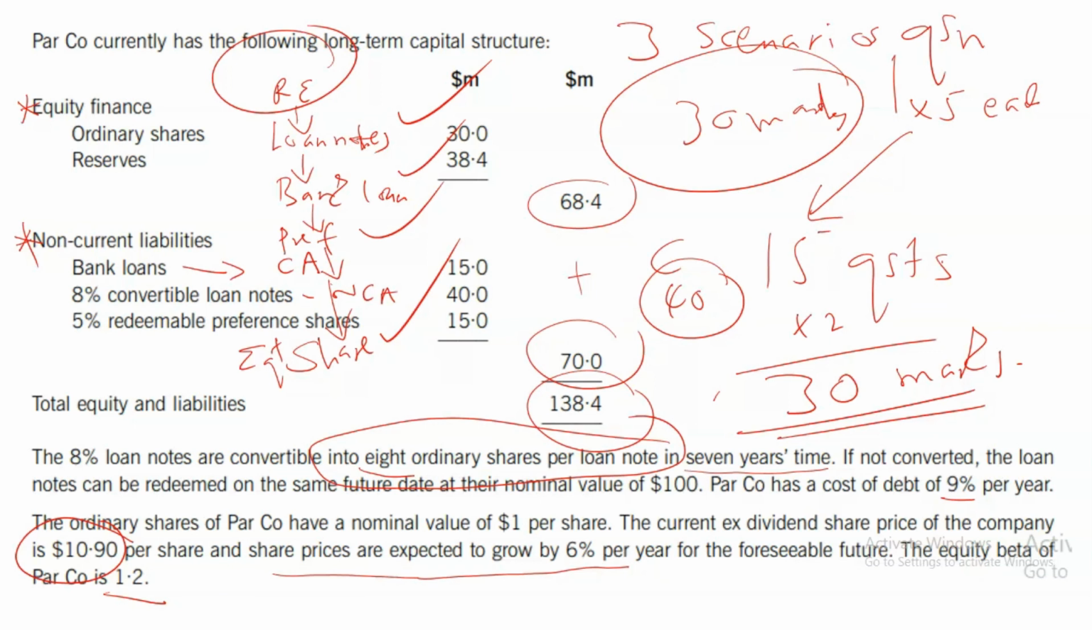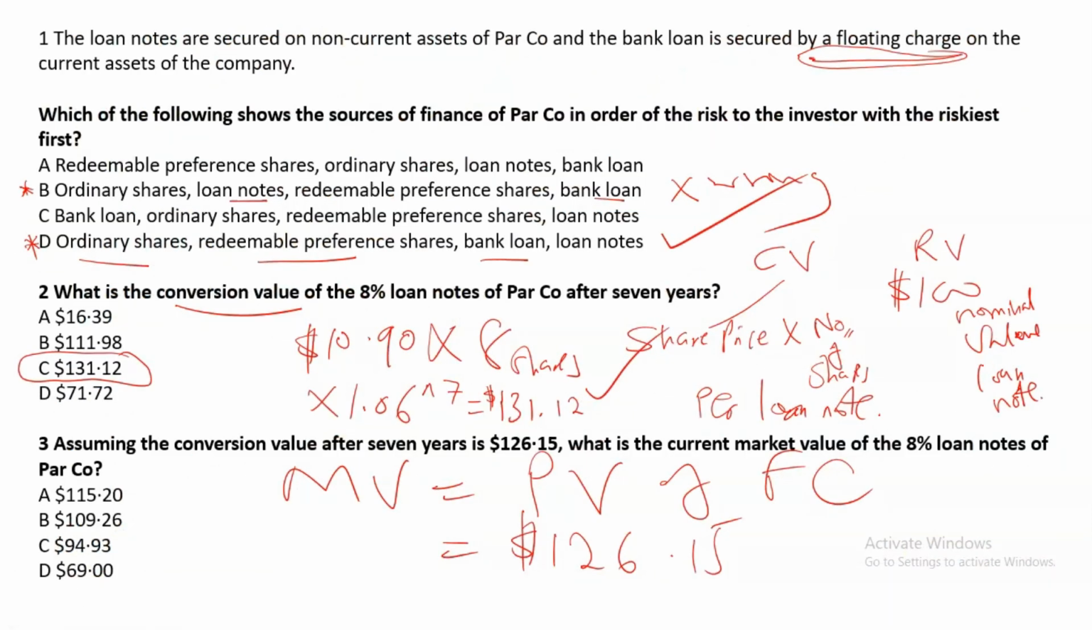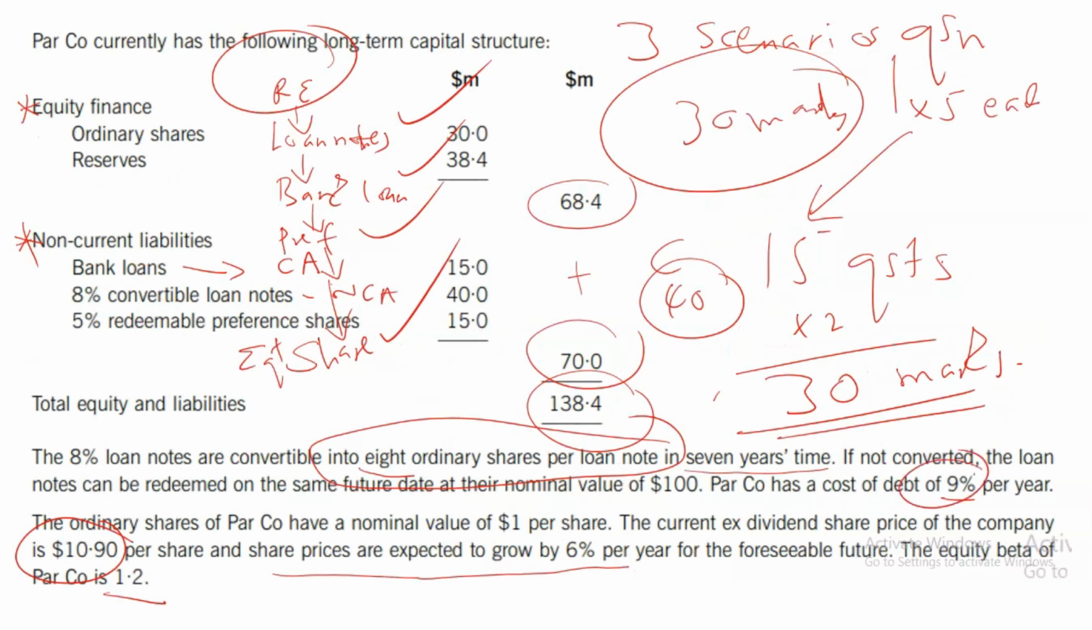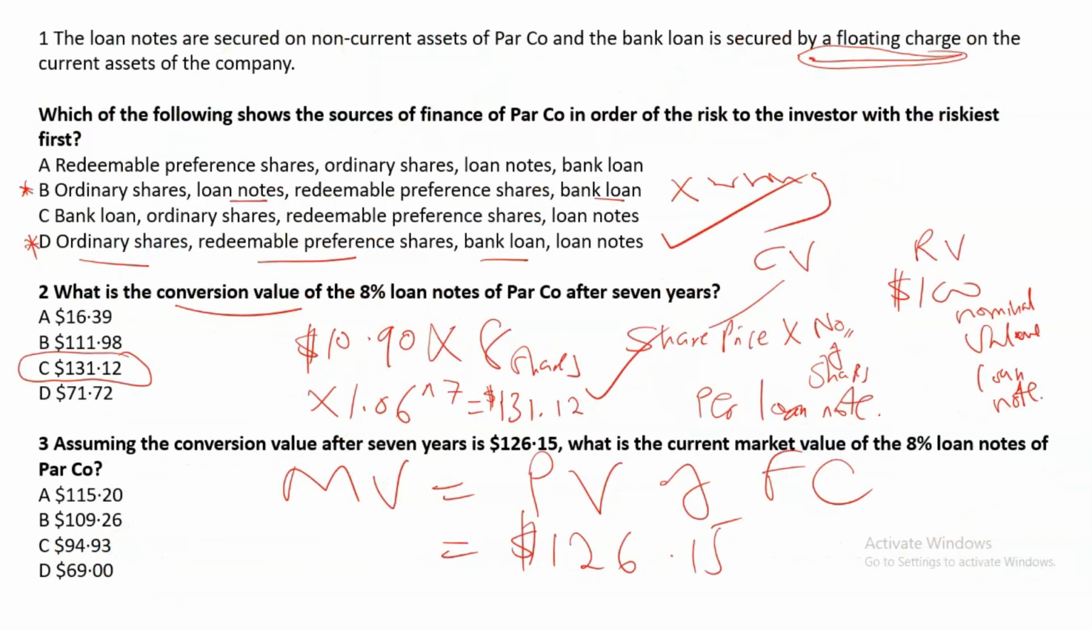So we can clearly see that the cost of capital was 9%. That is the cost of debt. Okay, so we are going to discount here with the cost of debt. Remember, in this case, we are determining the market value of debt. So we then have to determine that using the cost of debt.